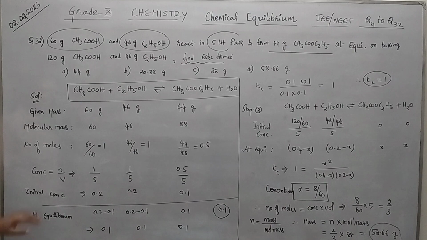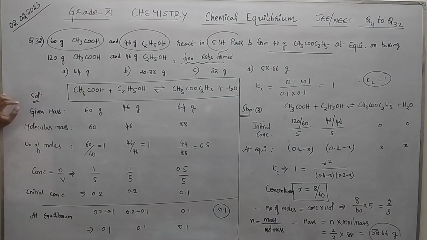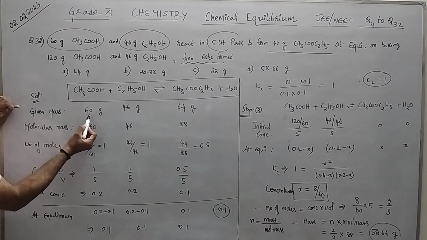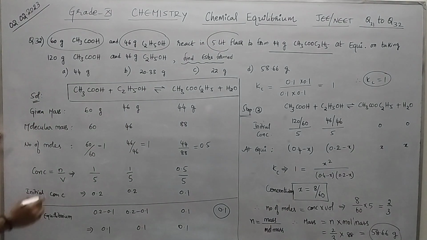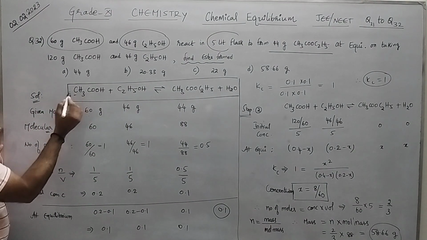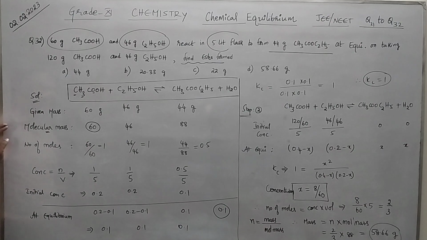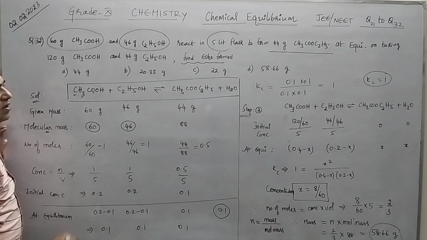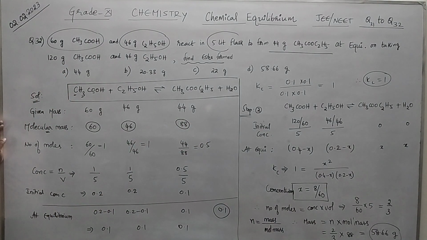So first and foremost, calculate Kc in the given condition, then substitute that and write in step 2. I have done this. First, what is the mass given? Acetic acid 60, alcohol 46, and formation of ester is 44 grams. Now what will be the molecular mass? You can calculate: carbon 12, H is 1, oxygen 16. On calculation you get molecular mass of acetic acid as 60, for ethyl alcohol 46, and for the ester ethyl acetate 88. To save time I have solved it already. My target is to give you more questions, so this will be your 32nd question.